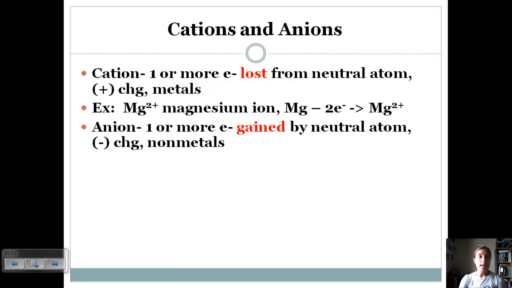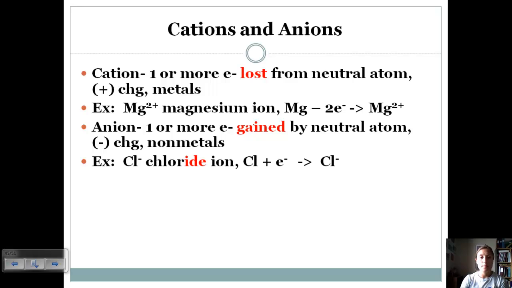The other type of ion is the anion. This is where one or more electrons are gained by the neutral atom. So because we're gaining negative things, it's giving the ion a negative charge. And so all anions are negatively charged, and all nonmetals form anions. So metals form cations or lose electrons. Nonmetals form anions or gain electrons.